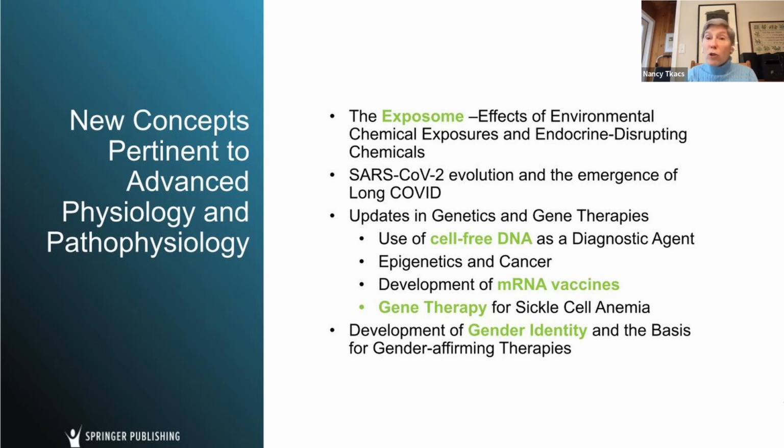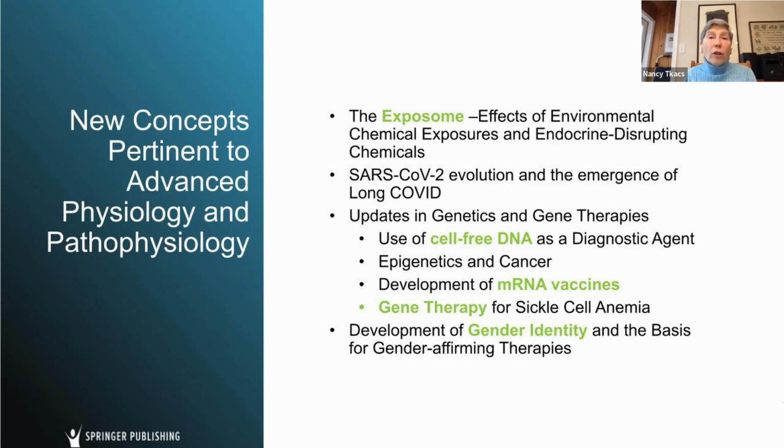One is the exposome. There are now hundreds, reaching up to thousands, of man-made chemicals entering our environment. Some of these are endocrine disrupting chemicals. We do not know the long-term effects of many of these on health and disease. We've seen in real time the evolution of the SARS-CoV-2 virus and the emergence of long COVID. So all of the developments around that have to be followed.